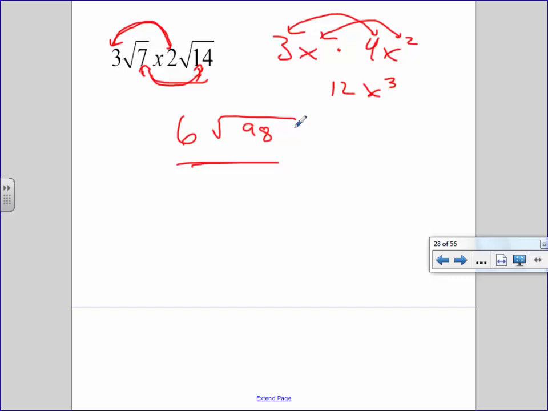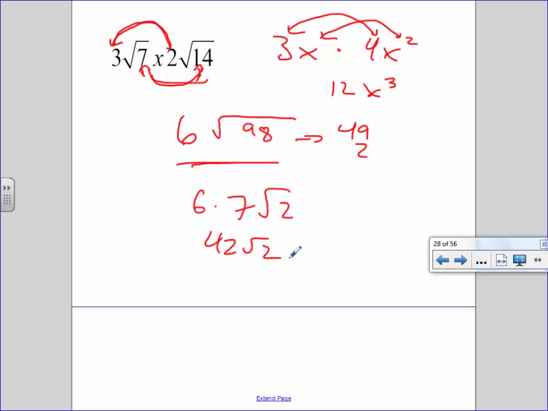98 doesn't divide by 4, doesn't divide by 9, doesn't divide by 16 or 25 or 36, but actually divides by 49. Yeah. So if this guy breaks up into 49 and 2, then the square root of 49 gives you 7. So you then have 6 times 7, root 2. So this would be your final answer.